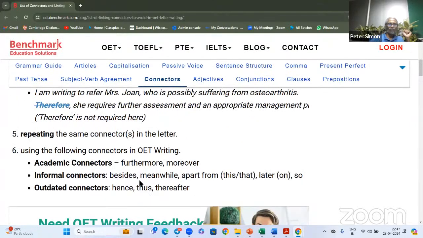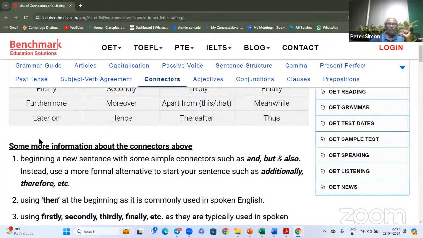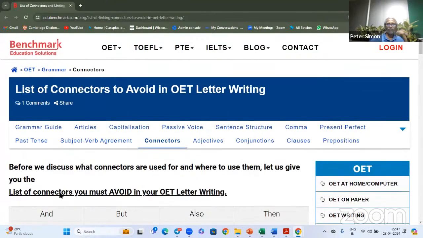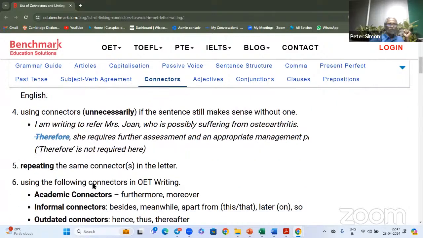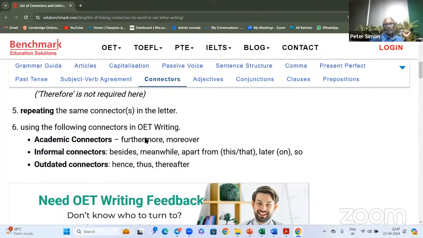And you have written the word besides. Avoid besides. See here, the list of connectors you must avoid in your OET letter writing. Academic connectors, furthermore and moreover, you should not use. Informal connectors: besides, meanwhile, apart from this, apart from that, later on, so also.